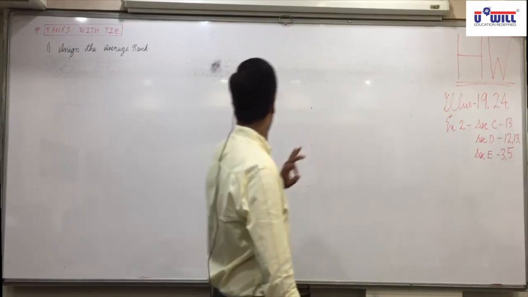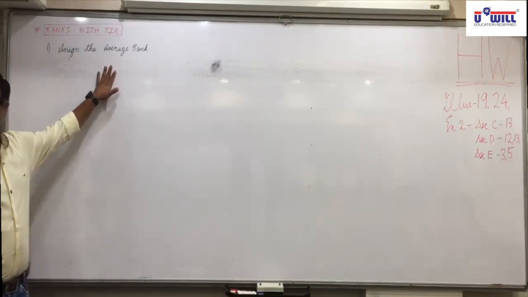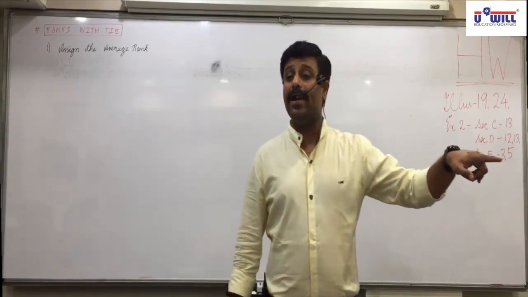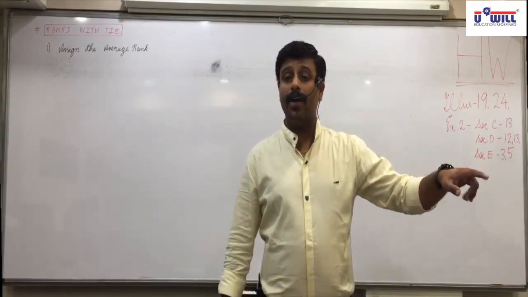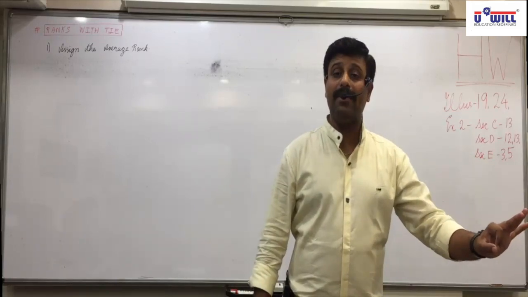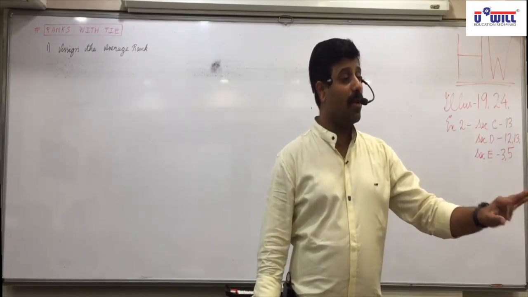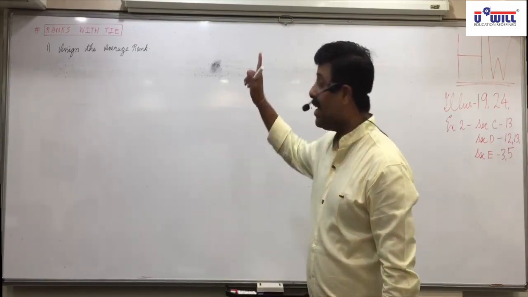No. The rule is assign the average rank. 3 plus 4, 7. 7 divided by 2, 3.5. Rushil also you will give the rank of 3.5. Dave also you will give the rank of 3.5. Assign the average.